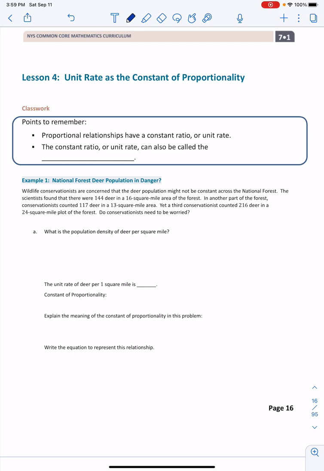4. Unit rate as the constant of proportionality. Points to remember. Proportional relationships have a constant ratio or unit rate. The constant ratio or unit rate can also be called the constant of proportionality.